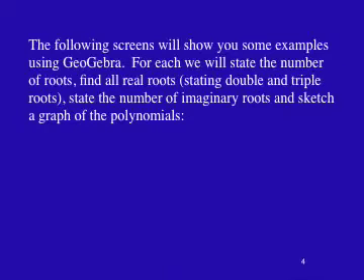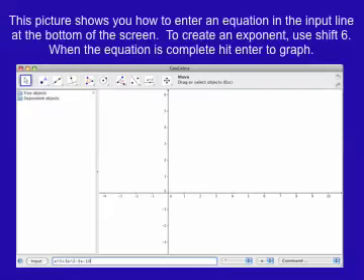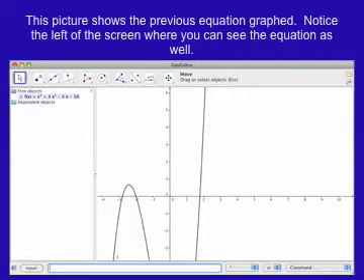For each of these examples, we want to find the number of roots, the number of real roots, and actually find those real roots, stating whether it's a double or a triple root, and then state the number of imaginary roots and obviously sketch the graph from the picture. So here, this picture shows you a screenshot of GeoGebra. So this is what you're going to see. Notice at the bottom where it says Input, I've typed in an equation. You'll use Shift-6 for your caret for your exponents. Once we've hit Enter, the graph will appear like this on this screenshot.